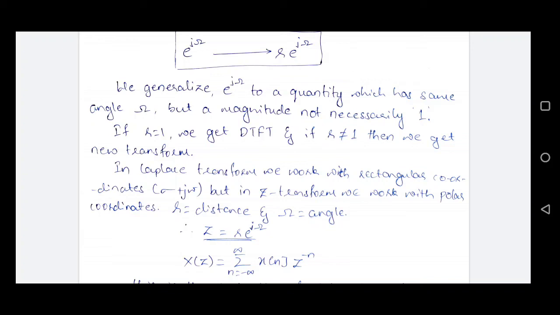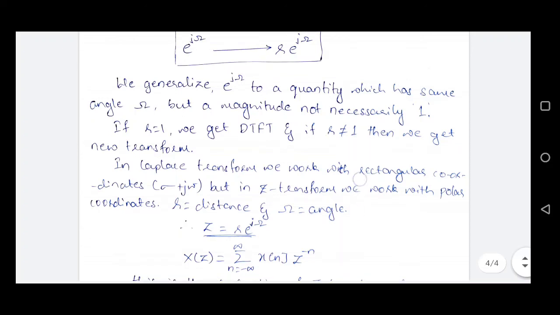For the Laplace transform, we considered the variable s as sigma plus j omega. So in the Laplace transform, we'll be working with rectangular coordinates. And in the Z transform, we'll be working with polar coordinates, because Z will be defined as r e to the power j omega, where r is the distance and omega is the angle. So in the Z transform, Z is defined as r e to the power j omega.